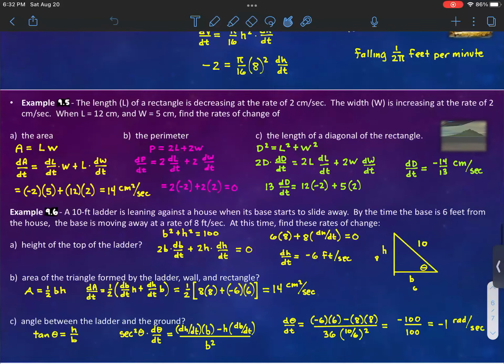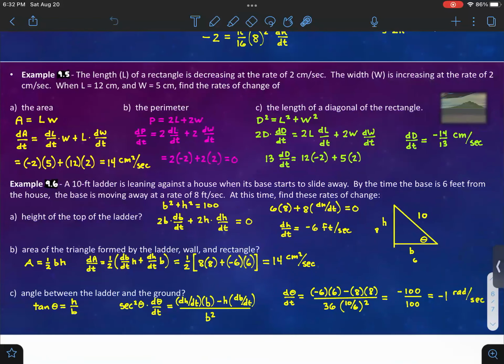On to the last page. There's a lot going on here. Two different setups, but three different parts for each one. And because I didn't have much space, I didn't actually draw a picture for 9.5. It still could be helpful, but we'll do without for now.